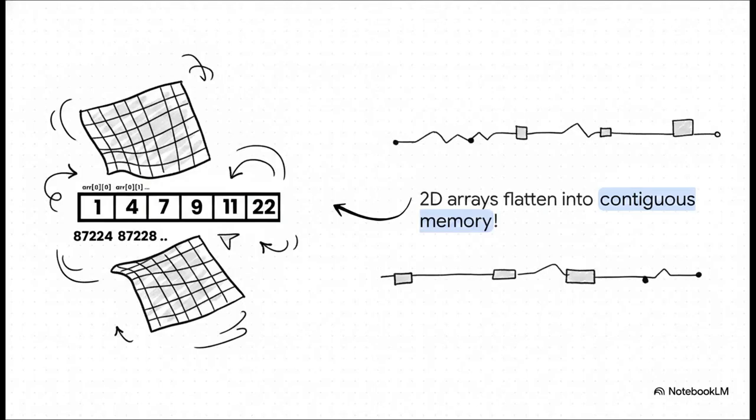But wait, let's stop and think about the hardware for a second. Your computer's RAM is not actually a 2D grid. It's just one super long, flat line of memory addresses. So how does C pull this off? Simple. It flattens it out. It places the first row into contiguous memory, then immediately follows it with the second row, and then the third. The grid is just an illusion maintained by the compiler's math. Underneath it all, it is still just one beautifully, perfectly contiguous block of memory.